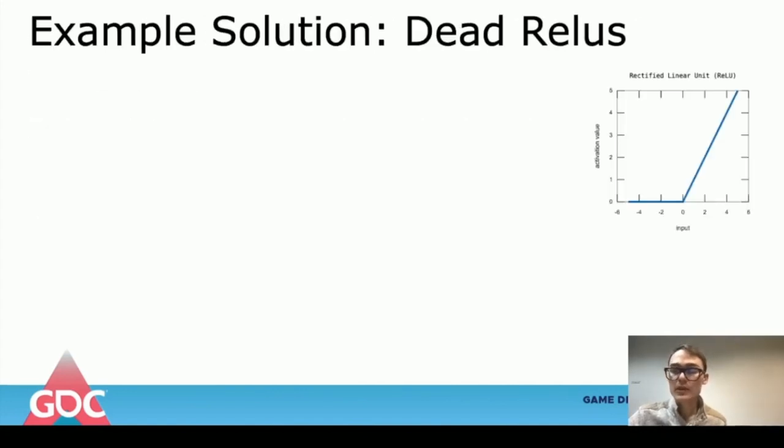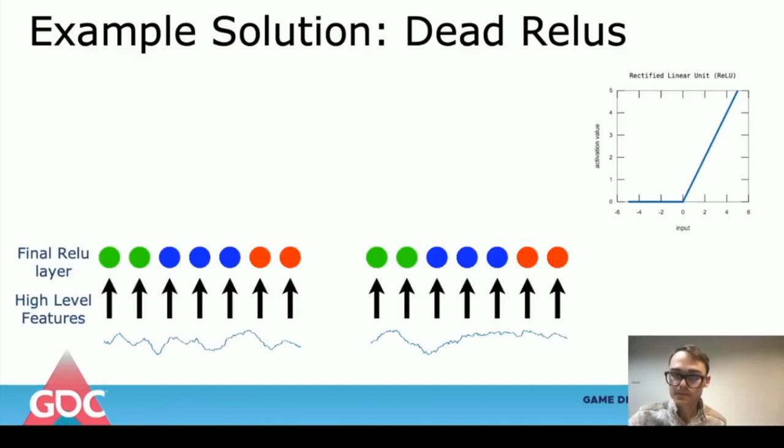Here's a ReLU unit. It's one of the simplest nonlinearities you can use within a network. If the signal is positive, the ReLU unit passes the signal through, and if it's negative, the ReLU unit kills the signal. Towards the end of our network, the high-level features generated by our model are passed through one last ReLU before a final convolution layer.